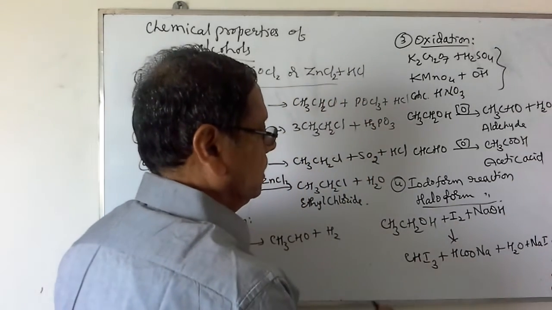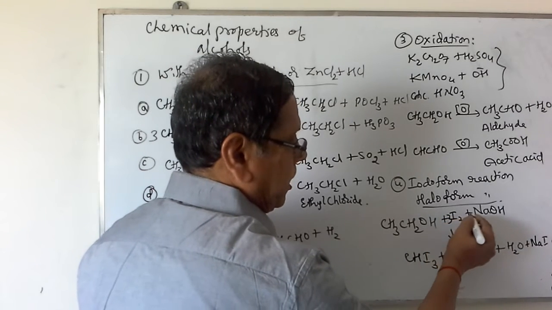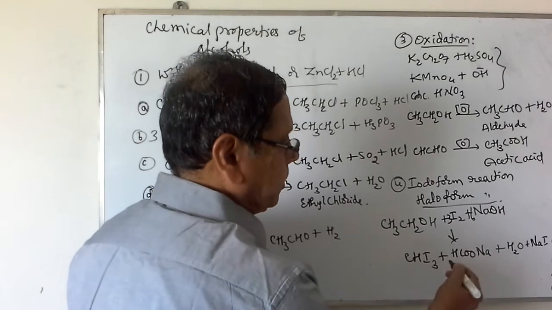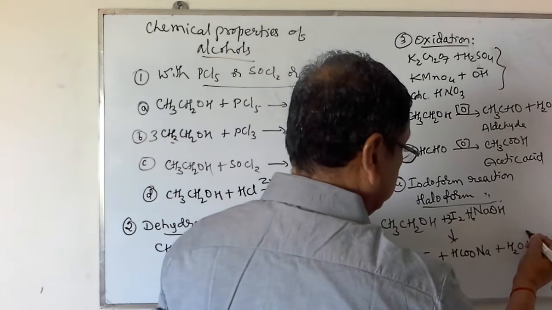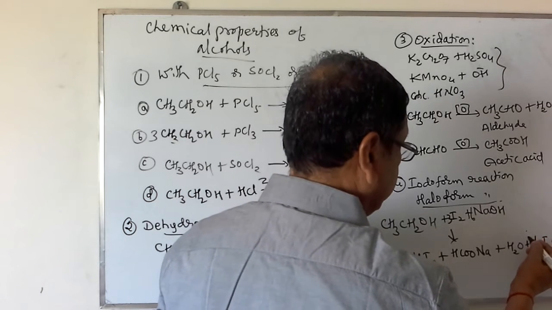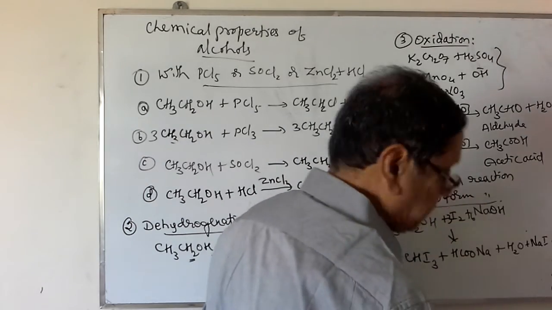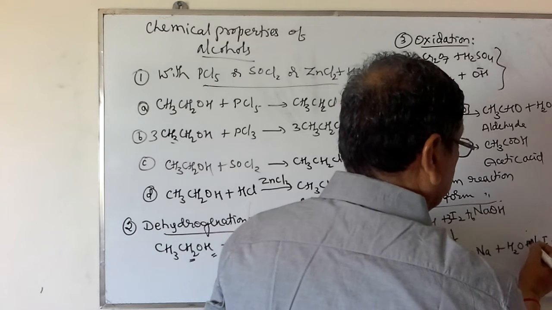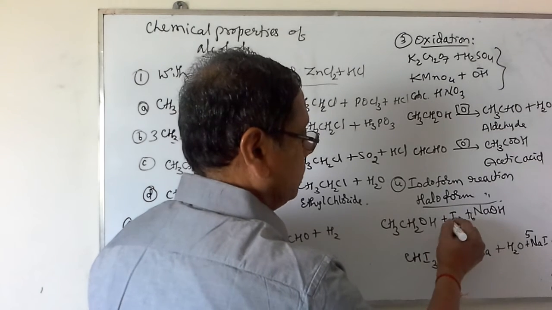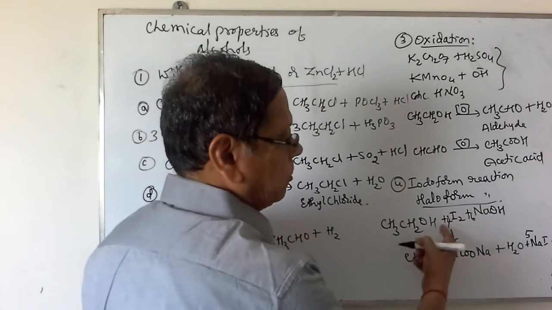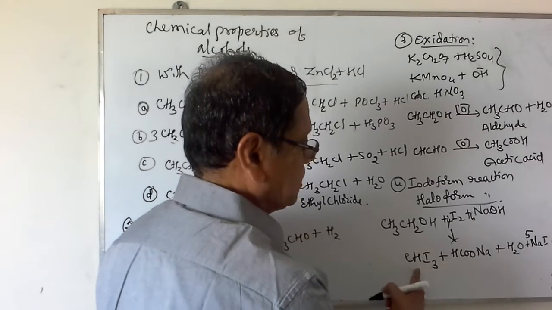So to balance this reaction, you take 3I2 and 6 NaOH. It will give rise to CHI3 plus HCOONa plus 5 NaI plus 3 H2O. Overall, the reaction is: 4I2 plus 6 NaOH will give rise to CHI3 plus HCOONa, sodium formate, plus 5 NaI plus 5 H2O.